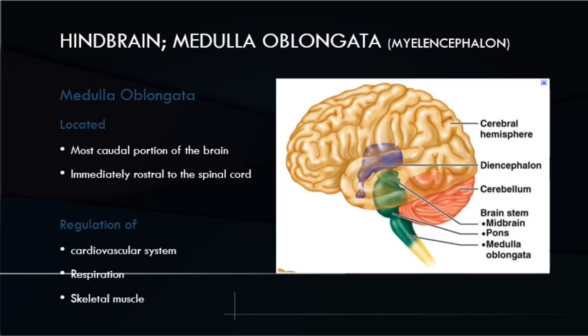It's located in the most caudal portion of the brain. So we said caudal means underneath. So it's right here between the brain and the spinal cord. Immediately rostral to the spinal cord. So caudal to the brain, rostral to the spinal cord. It's responsible for regulation of the cardiovascular system and respiration and movement of skeletal muscles.